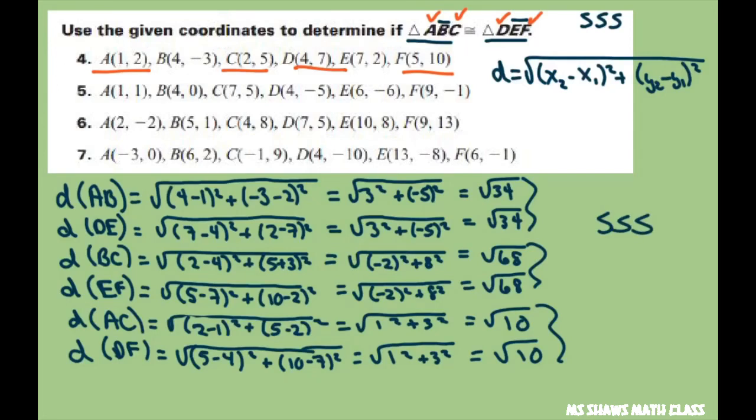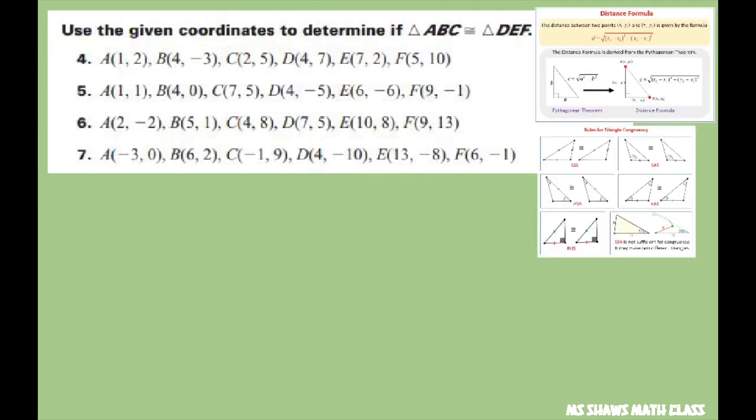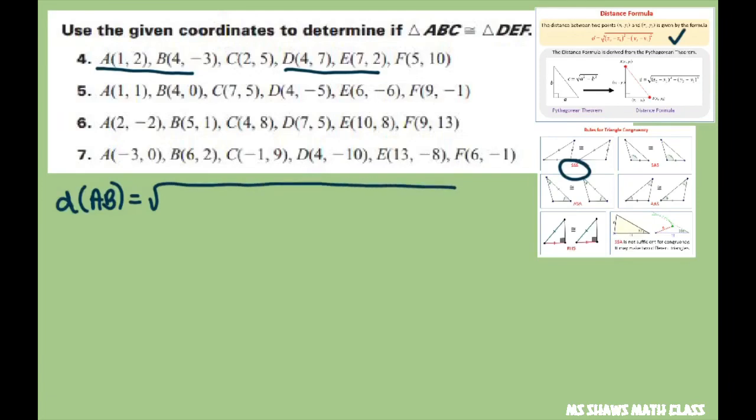Okay, we have 3 more to do, and we're going to do number 5. There's your distance formula. It comes from the Pythagorean theorem, and we're checking sides, so our side postulate. So let's try AB with DE. So we have the distance of AB equals the square root of 4 minus 1 squared plus negative 3 minus 2 squared. And that gives us the square root of 3 squared.